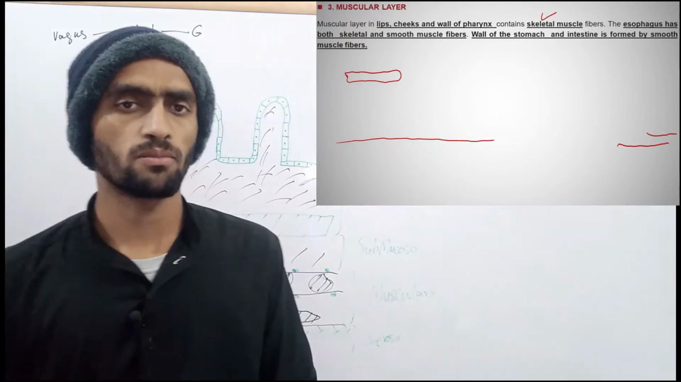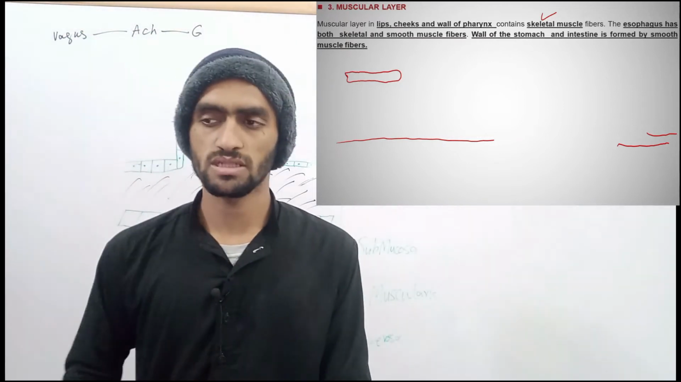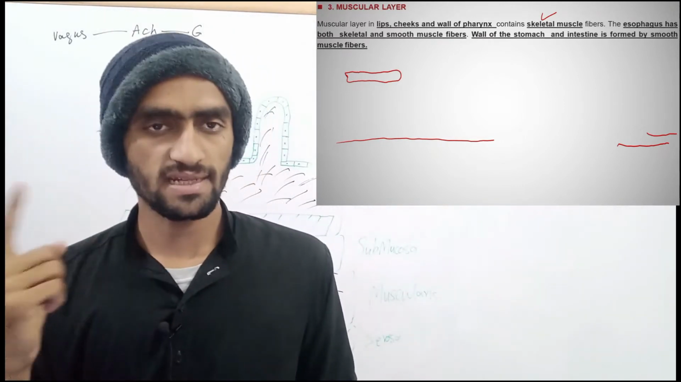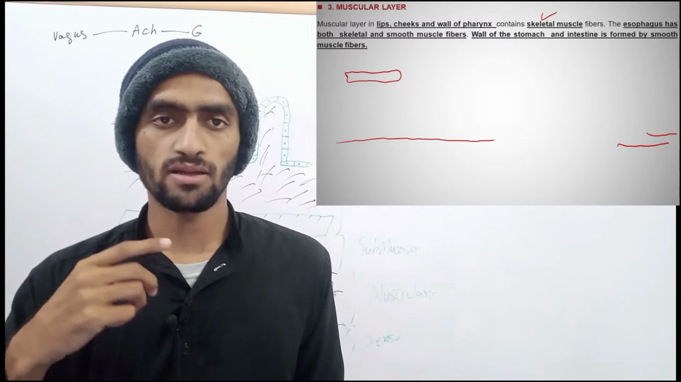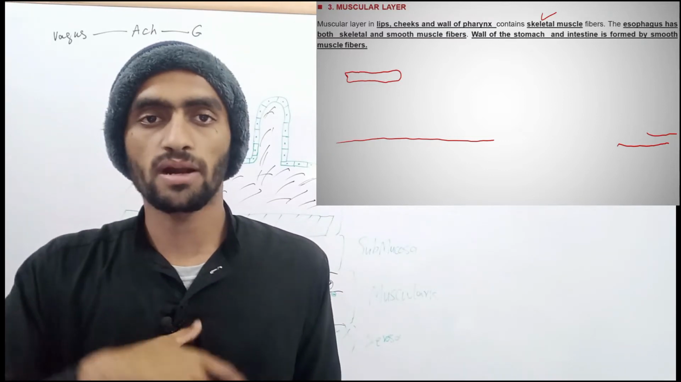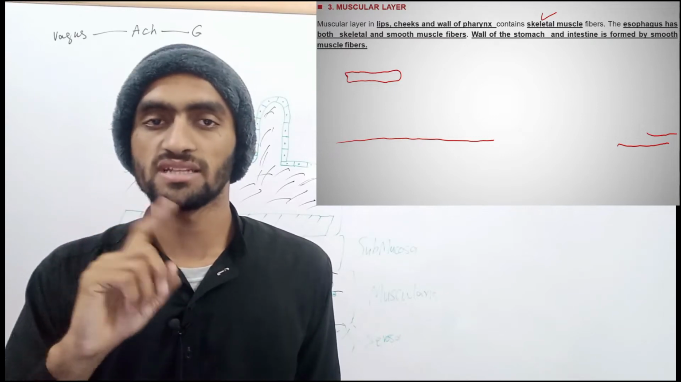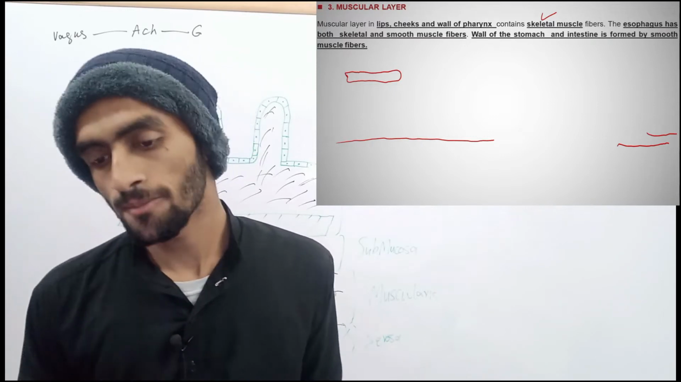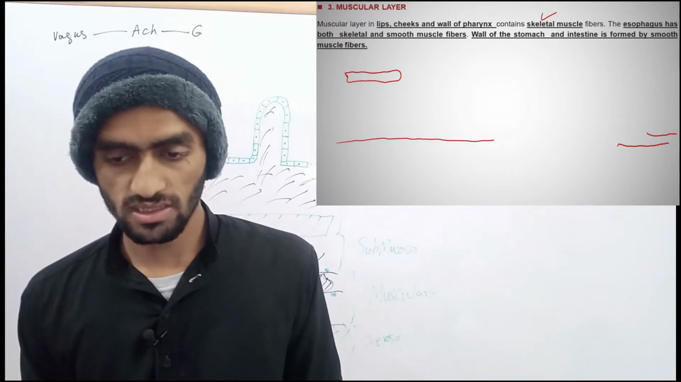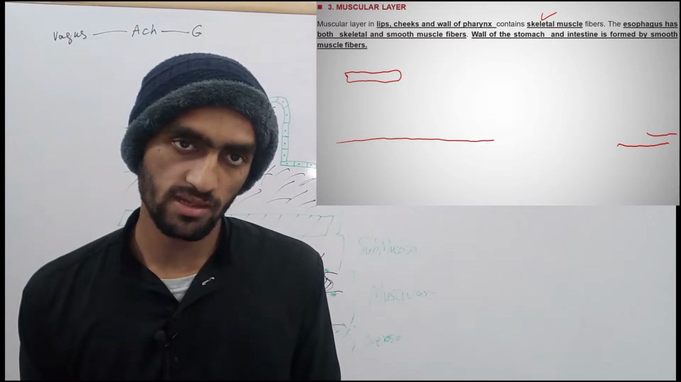In the esophagus, we have both skeletal and smooth muscle because we divide our esophagus into three parts. The upper one has skeletal and the lower one has smooth, and the medial part has both skeletal and smooth muscle, that is mixed. And the wall of the stomach and intestine is formed by smooth muscle fiber, so they are involuntary.